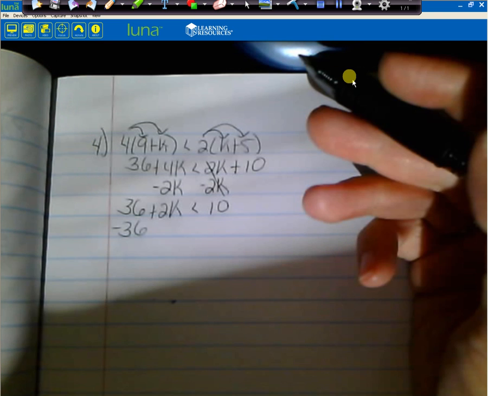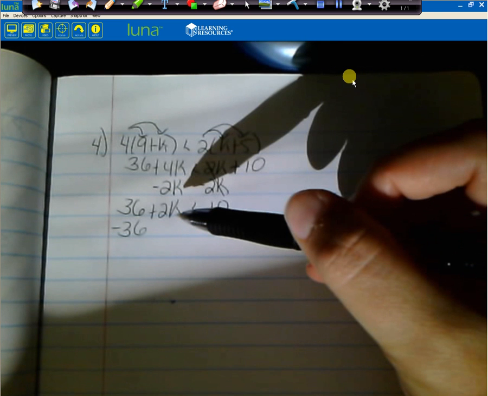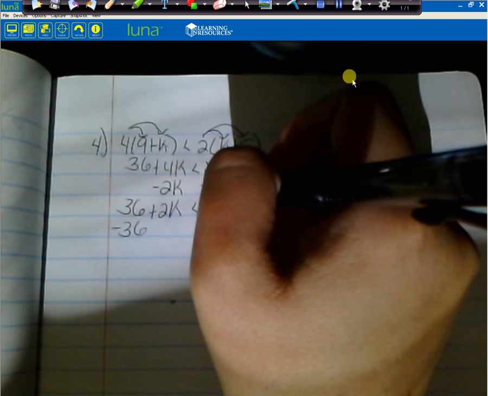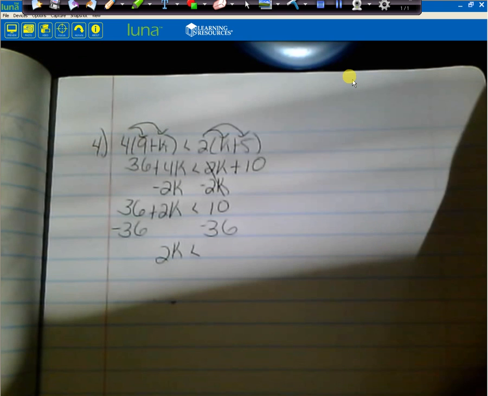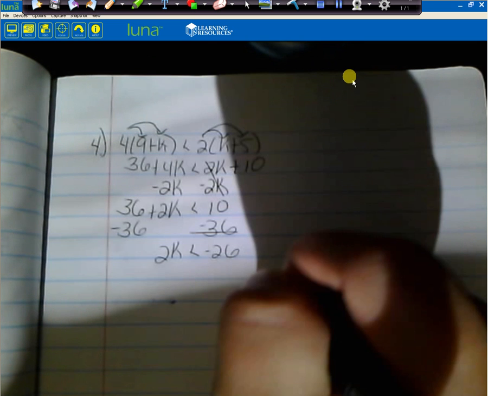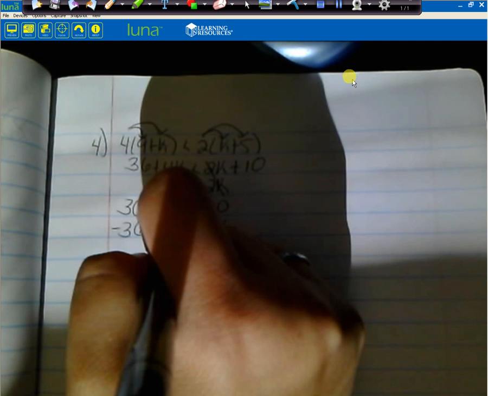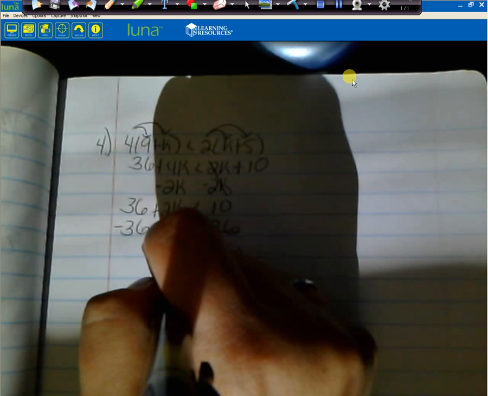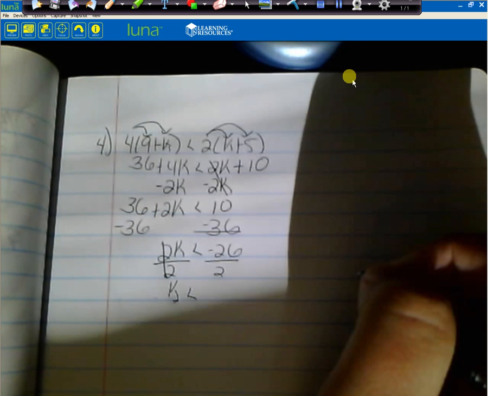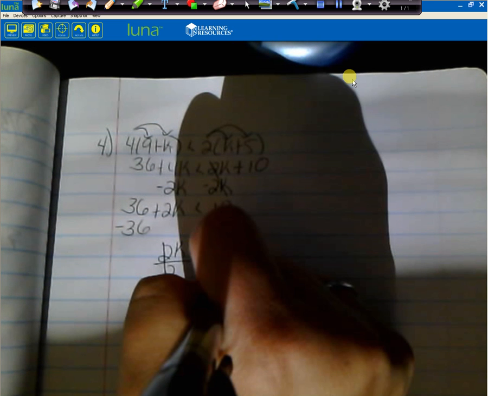So then I'm going to subtract the 36 from both sides, because again, my whole point is to move everything away from the k. So I need to move the 36 and the 2. I'm going to move the 36 first by subtracting. 2k is less than negative 26. Then I'm going to move the 2. The 2 and the k are being multiplied, so I'm going to do the opposite and divide both sides by 2. This time, be careful, your inequality symbol is not going to flip here, because you're not dividing by a negative number, you're dividing by a positive 2. So your inequality sign is going to stay less than, and it's going to be less than negative 13.